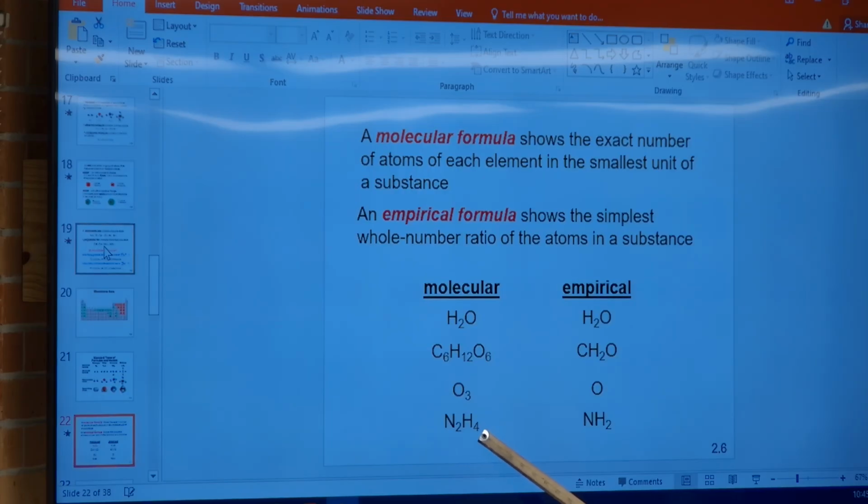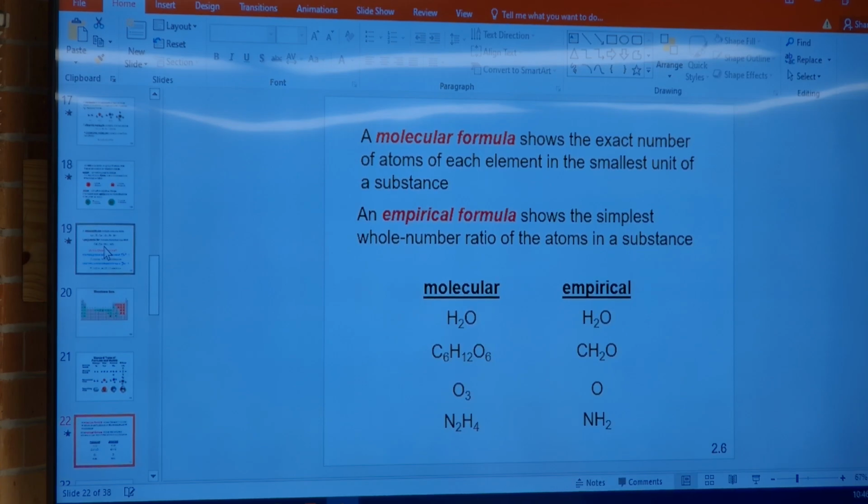Similarly, this N2H4 simplifies to 1 to 2, everything divided by 2. From molecular formula to empirical formula, you simply divide every number by a common number. Like for this example, everything divided by 6. Then this one, everything divided by 2. This is most cases. But if the molecule is only one element, like O3, how can we simplify? Of course, dividing by the same number, it becomes O1.